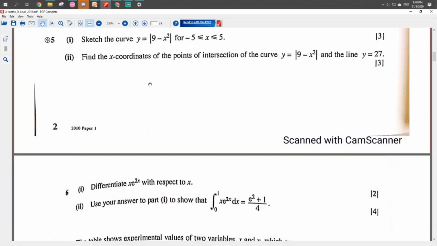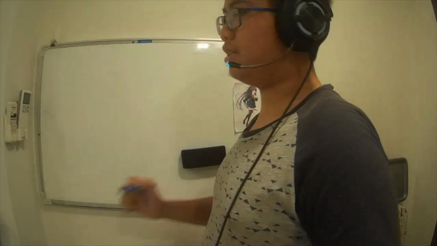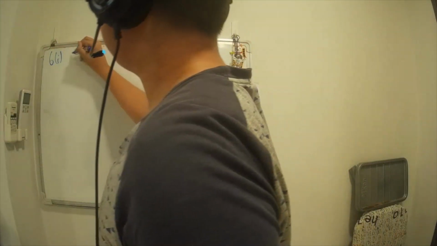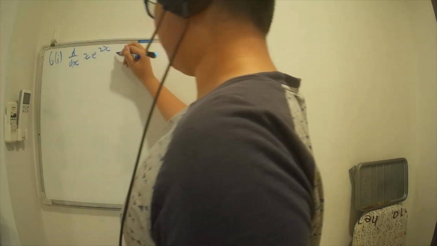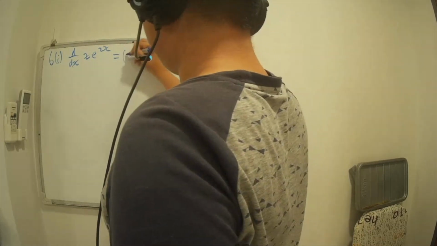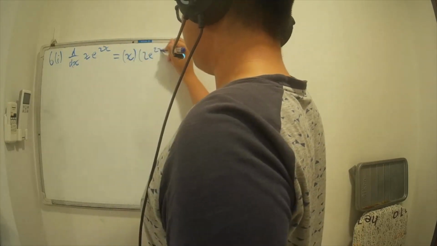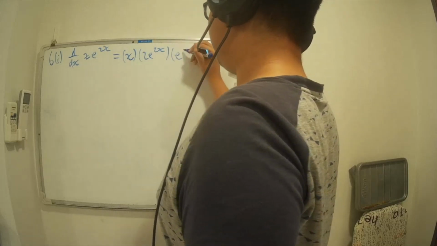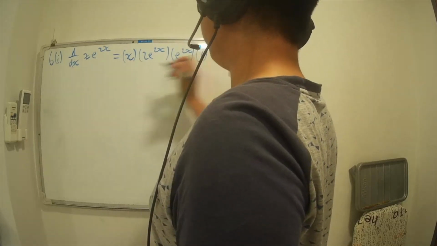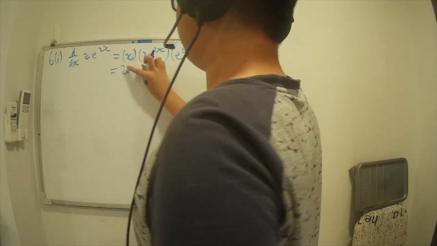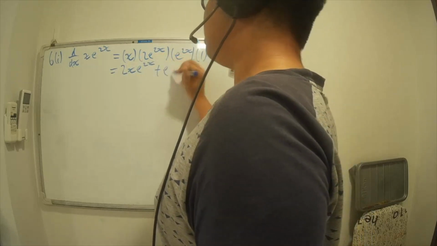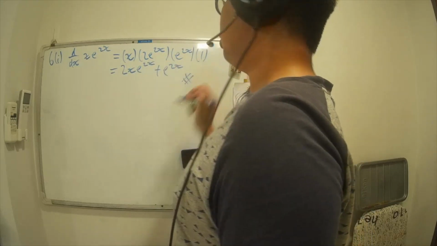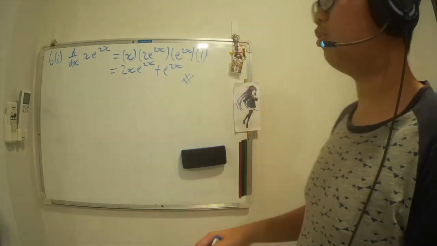Question 6, part 1, differentiate x e to the 2x with respect to x. That one is just a simple product rule, isn't it? d/dx of x e to the 2x is equal to x times 2e to the 2x plus e to the 2x times 1, and that is just 2x e to the 2x plus e to the 2x, isn't it? I'm not going to factorize this because it's easier to leave it this way for part 2.